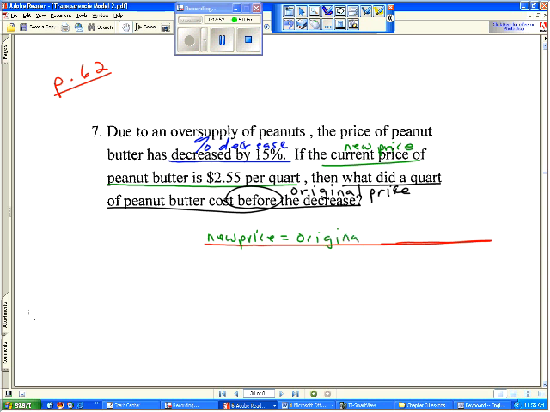Good. New price equals original minus decrease. Rule 3, page 62: the decrease is a part of the original, not a part of the new. How do you find any part? The percentage of that times the whole, right? So we're going to put percent decrease times the whole, and the whole is the original.